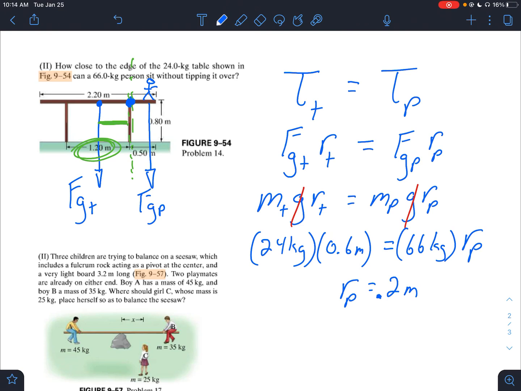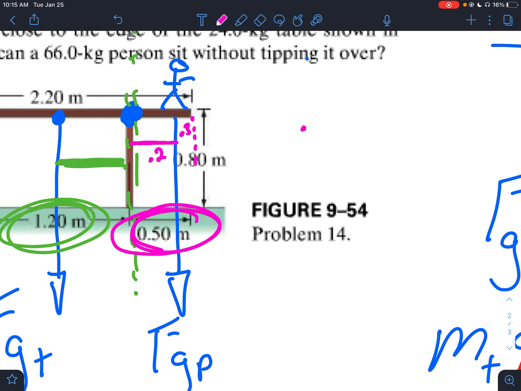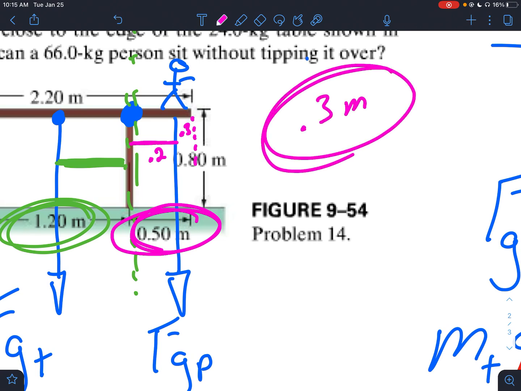But that's not the answer to the question. That's where they're going to sit relative to our axis point that we defined. We want to know how far from the edge of the table. So if this portion is 0.2, and this isn't to scale, this other section would have to be 0.3, because we know that the full distance from the edge of the table to that right table leg is 0.5. So the full answer would be that we are going to sit 0.3 meters from the edge of the table, that's right here.